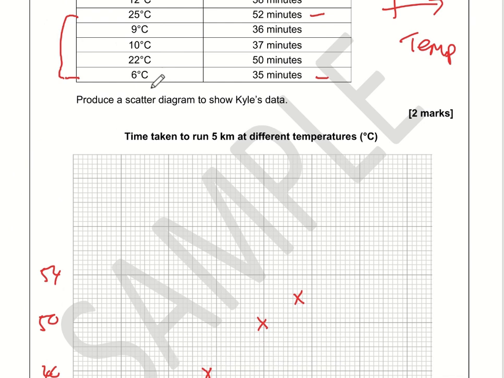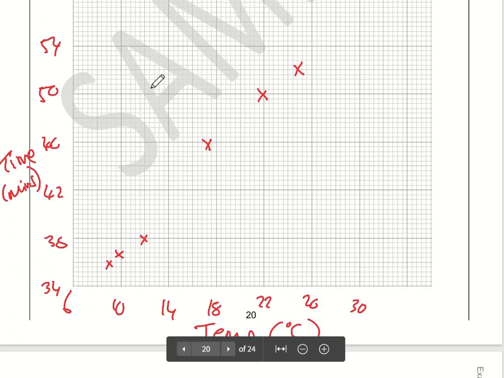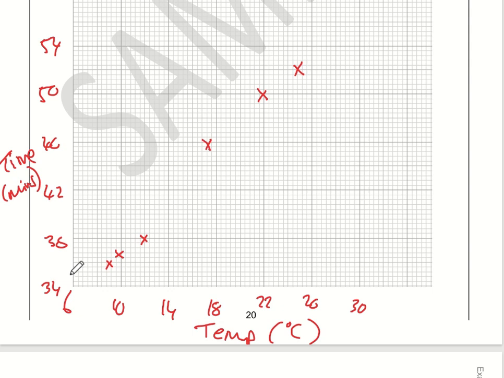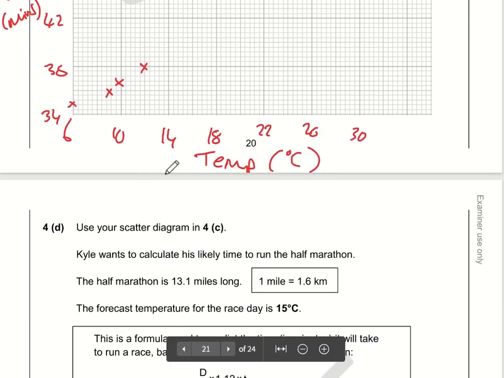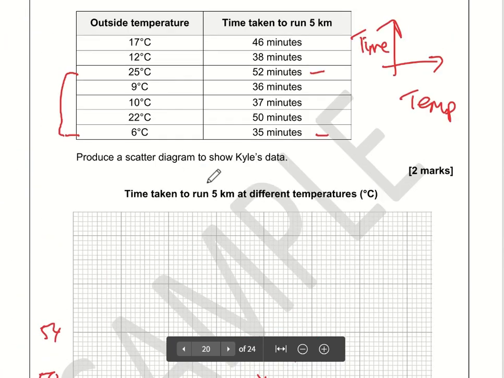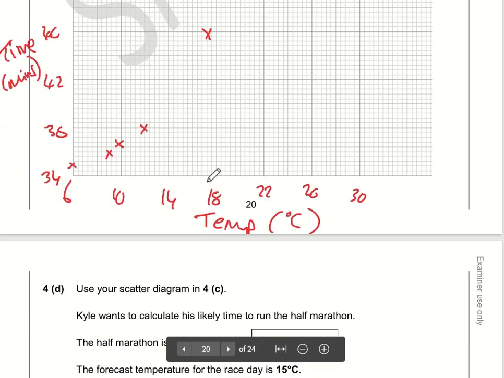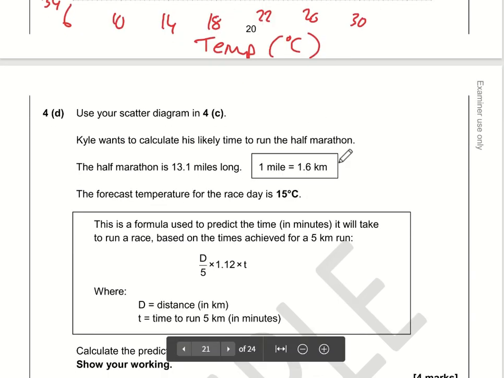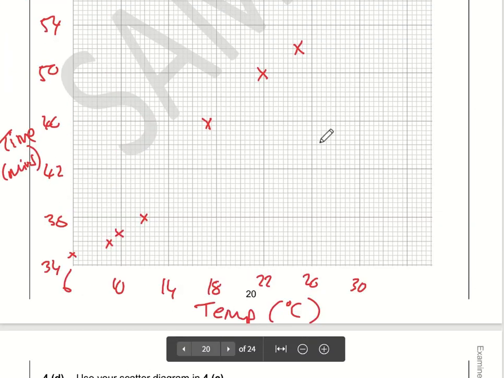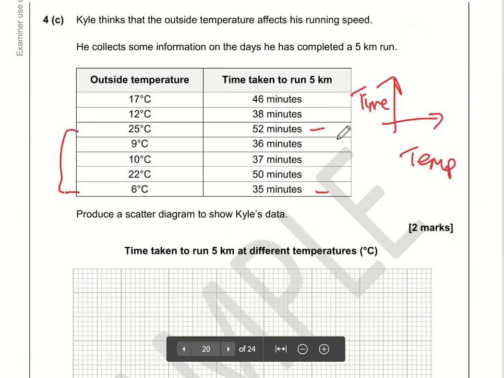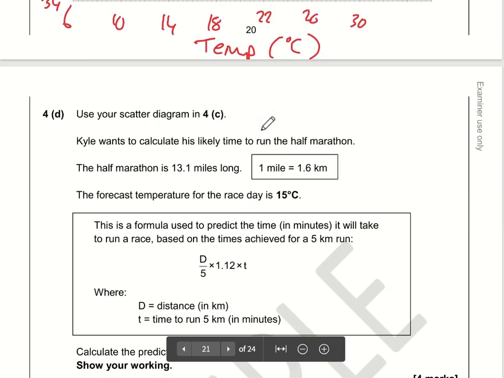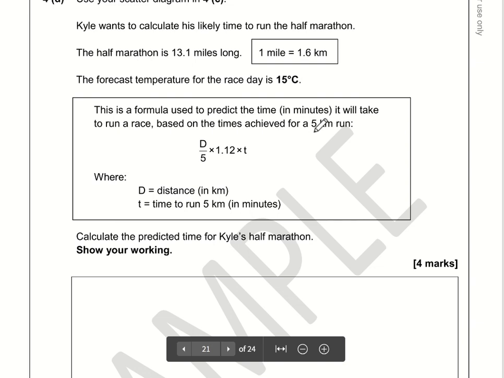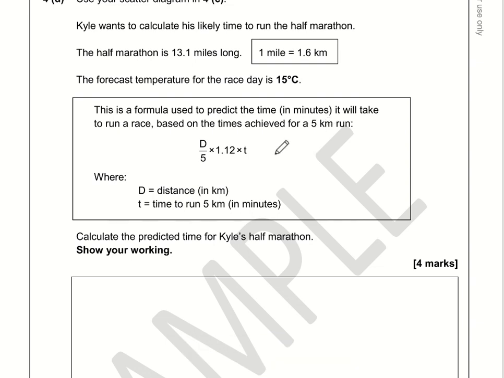And finally 6, 35, so 6, 34, 35, halfway between 34 and 36. There we go. Okay, so I have produced my scatter diagram, and we want to use this to calculate his likely time to run the half marathon. Now this has got nothing to do with running a half marathon, this is all about running a 5k, but we've got a formula here which can turn a 5k time into a half marathon time.